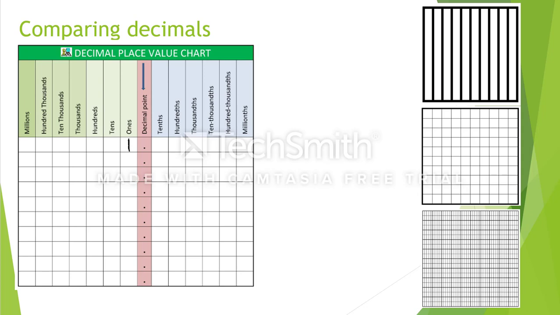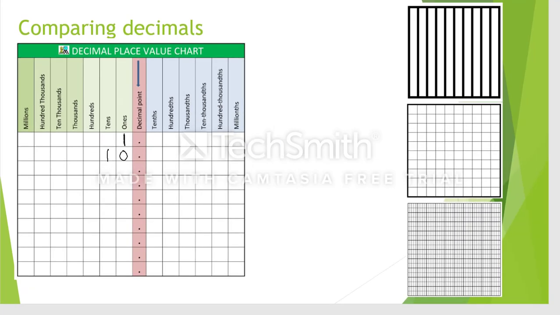Now if I move one more place to the left here, I have now increased the amount that I have to 10 wholes, or by a multiple of 10. And in fact, if I move one more place value, I now have 10 times more than 10, 100. And if I move one more place value to the left, I now have 10 times more than 100, or 1,000.